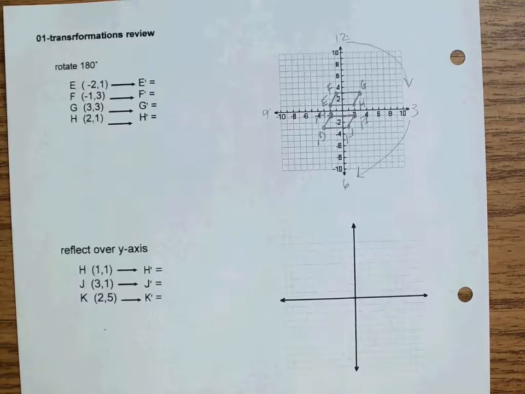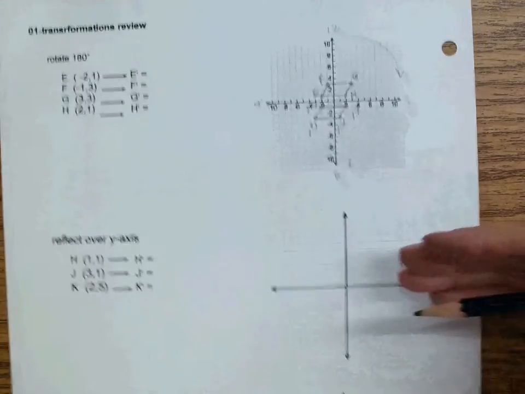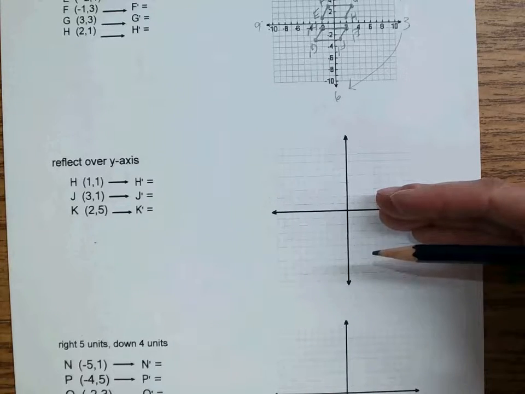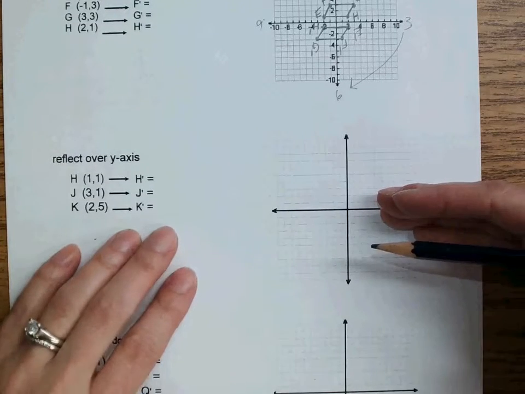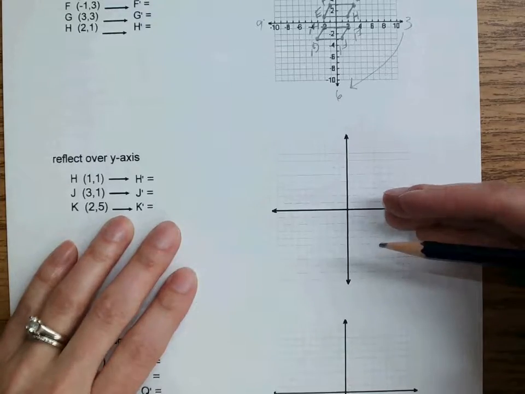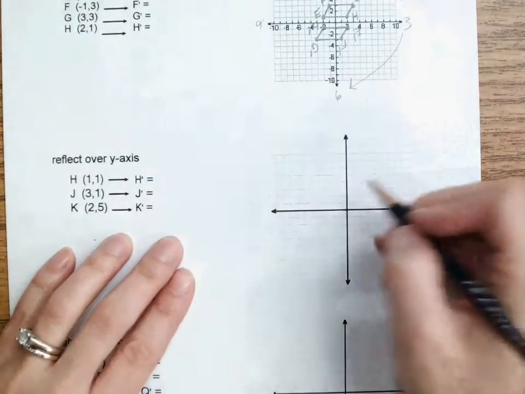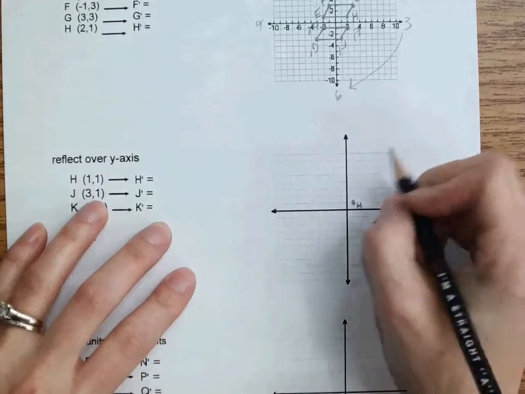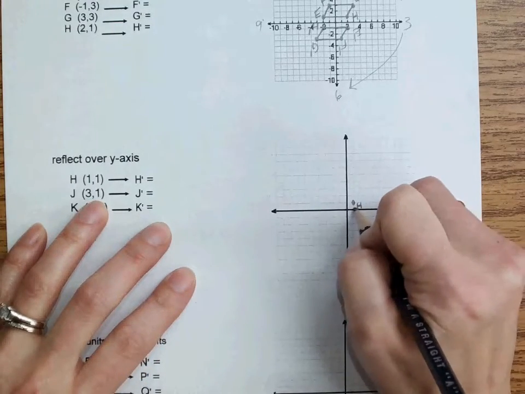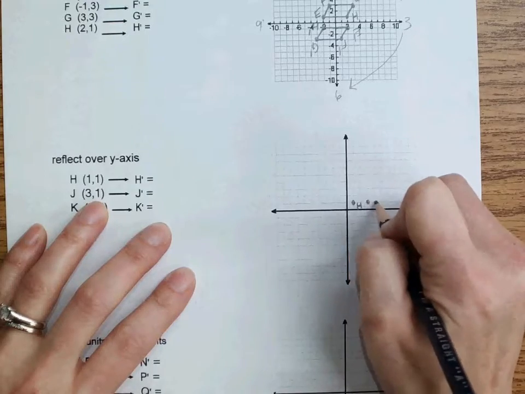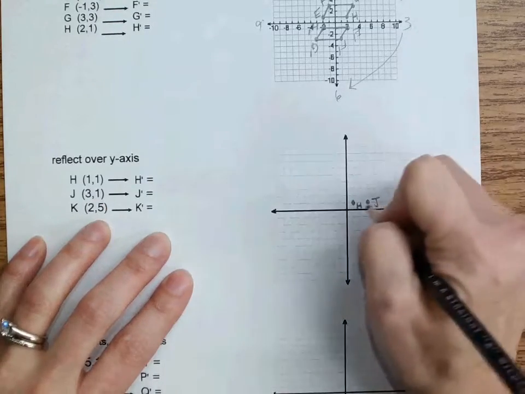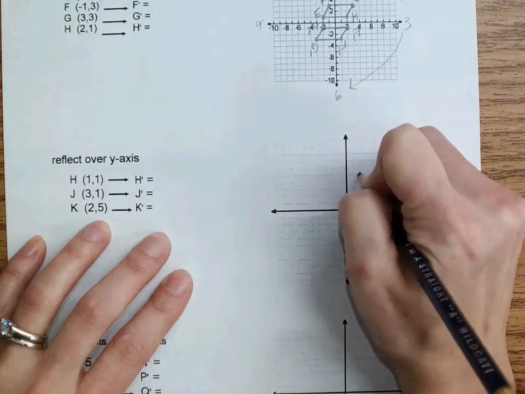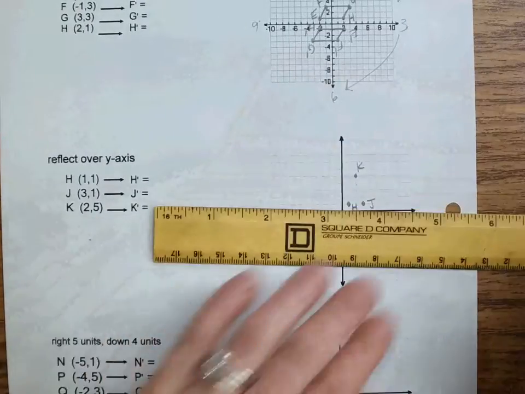Okay? All right, let's go on to our third transformation. Our third transformation is a reflection. To do a reflection, I think one of the easiest things to do is plot your pre-image first. So H will be 1, 1. J is 3, 1. 1, 2, 3. And then K is 2, 5. And connect your points.